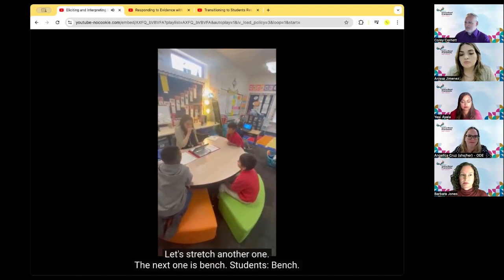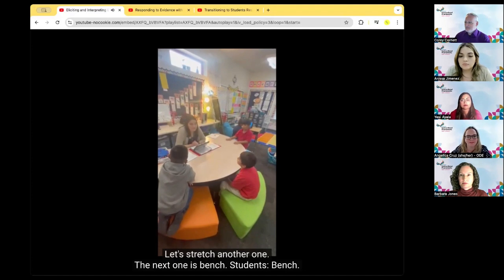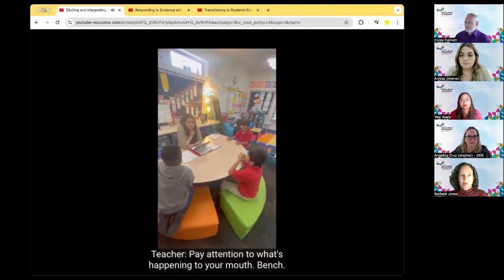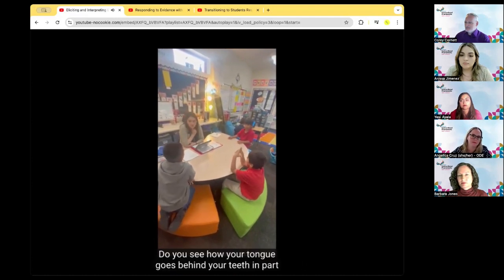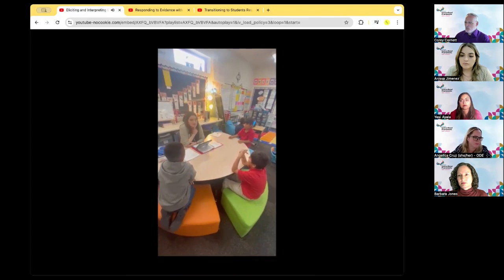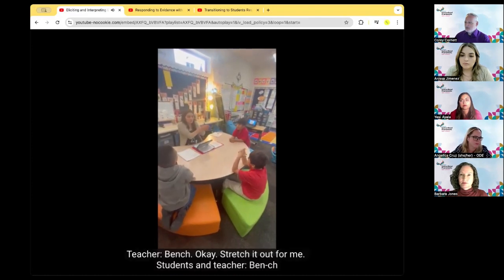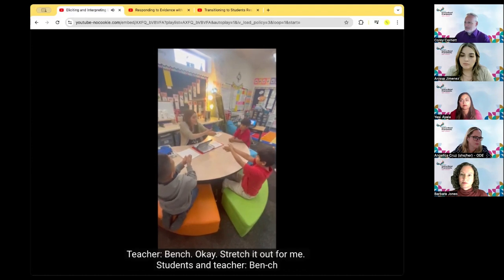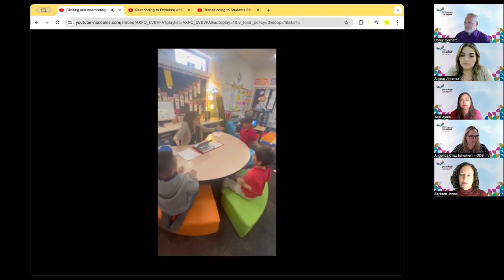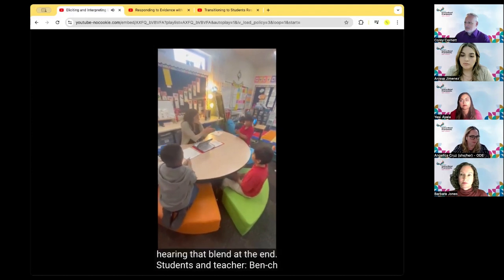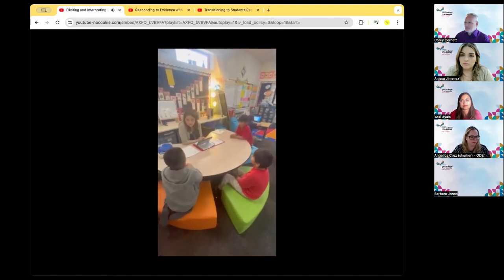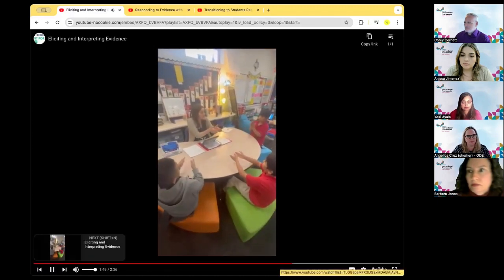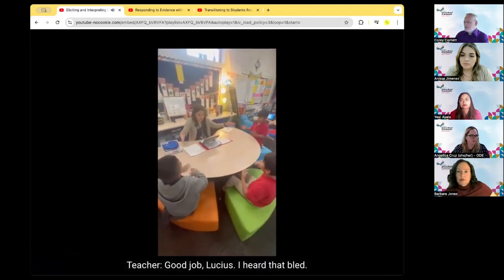Let's stretch another one. The next one is bench. Pay attention to what's happening to your mouth. Bench. Do you see how your tongue goes behind your teeth in part of the word? Bench. Okay, stretch it out for me. Bench. Ooh, let me hear it again. I'm not hearing that blend at the end. Bench. Oh, I heard it that time. Okay, next one. Lend. Good job, Lucius. I heard that blend.